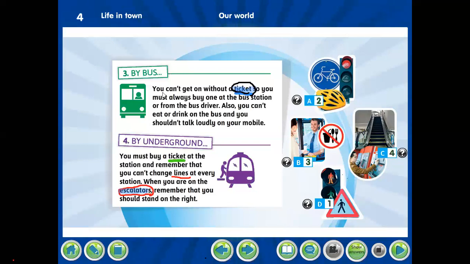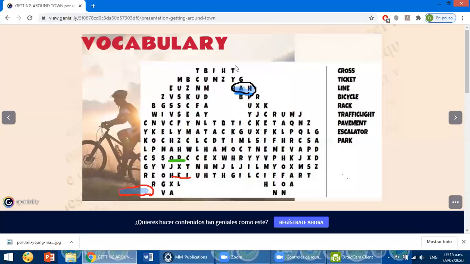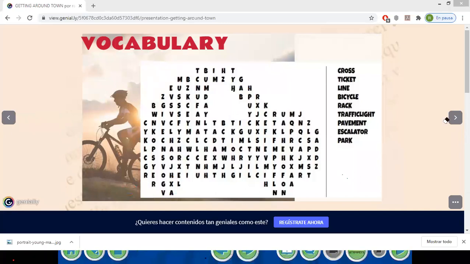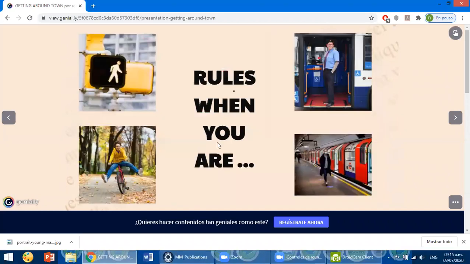Now, please, you are going to read the text one more time. Identify the rules we must obey. And you are going to tell me some rules. Rules when you are on the street, tell me some. When you are riding your bike, what rules must we obey? What rules must we obey when we travel by bus or using the underground?